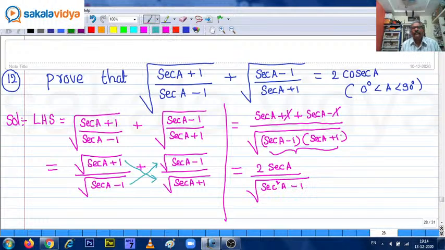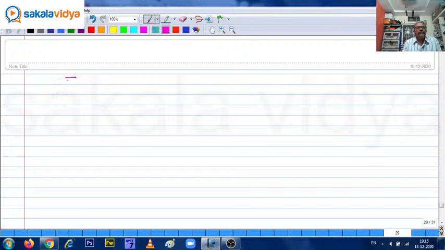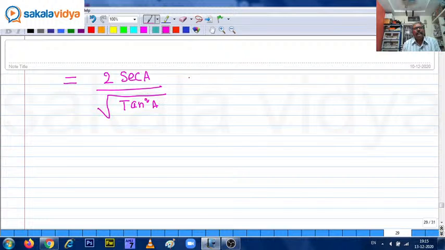So my dear students, you need to recall one important formula: secant square a minus tan square a equals 1. Please remember. So bring 1 this side, tan square a that side. So secant square a minus 1 equals tan square a. Now what shall we do? Instead of secant square a minus 1, we need to replace tan square a. So now we get 2 sec a upon root of tan square a, that is 2 sec a upon tan a.